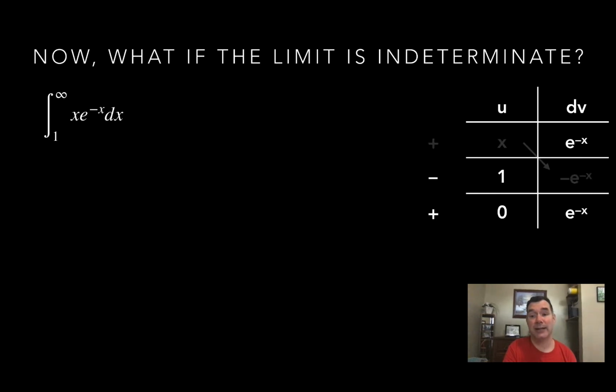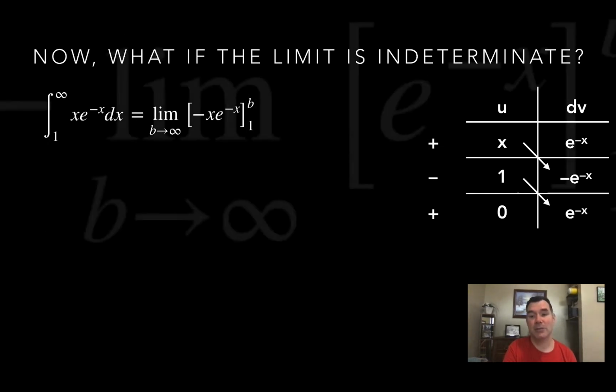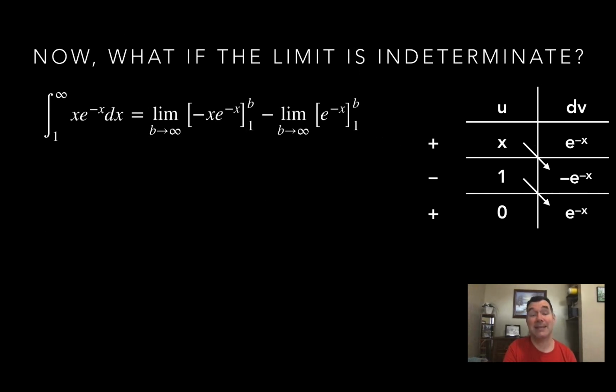So my answer is x times negative e to the negative x. But remember, I'm going from 1 to infinity, so I have to go from 1 to b and let b go to infinity using a limit. The next term is going to be negative 1 e to the negative x, again from 1 to b, letting b go to infinity.